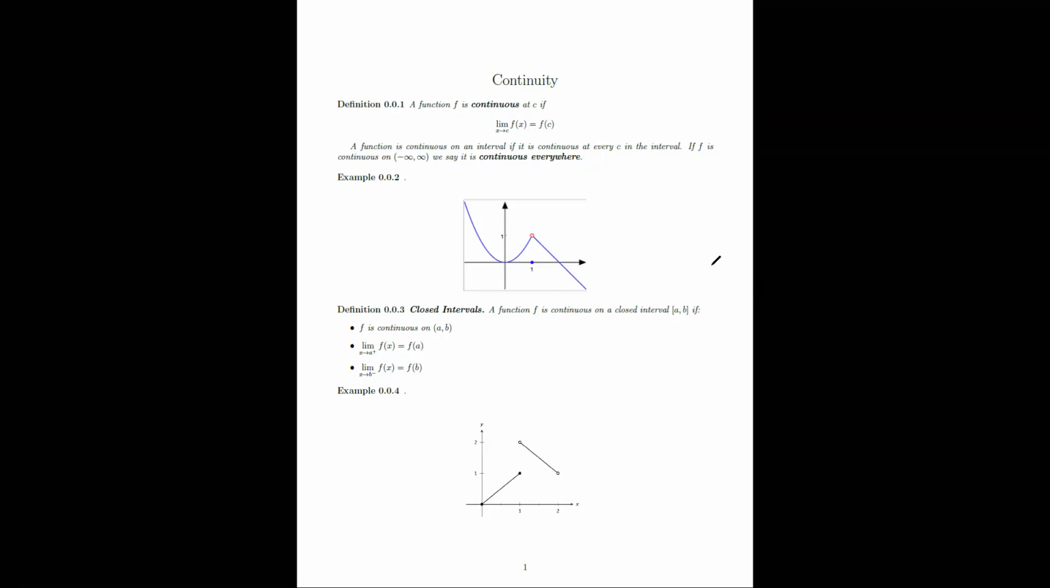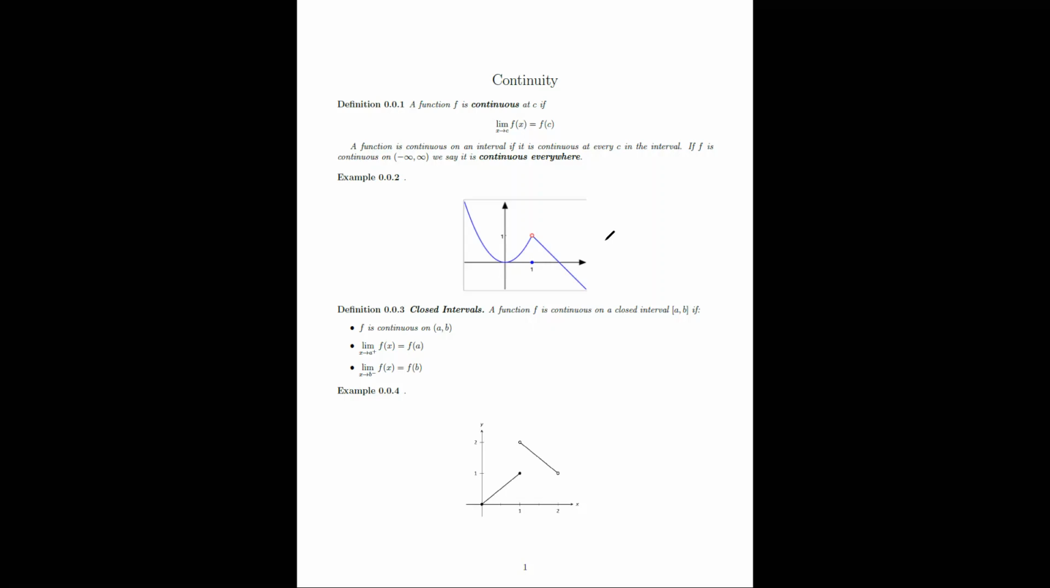It's continuous on an interval if it's continuous at every single point in the interval. So we can talk about a function being continuous at a specific point. We can also talk about it being continuous at a whole bunch of points. If it's continuous everywhere that we can plug it in, we say it's continuous everywhere.